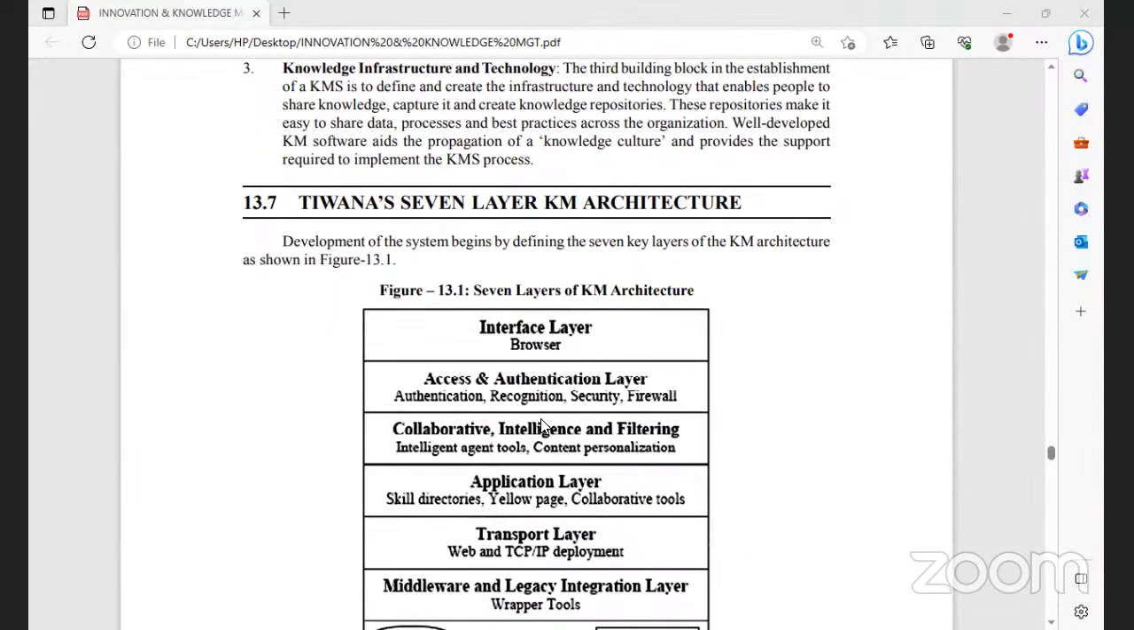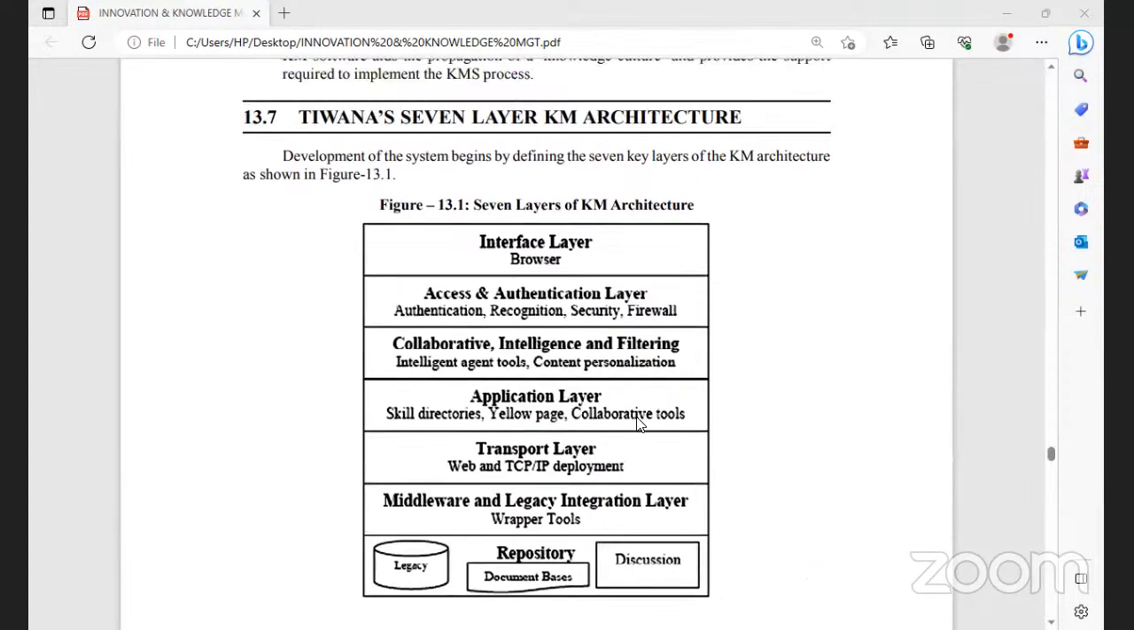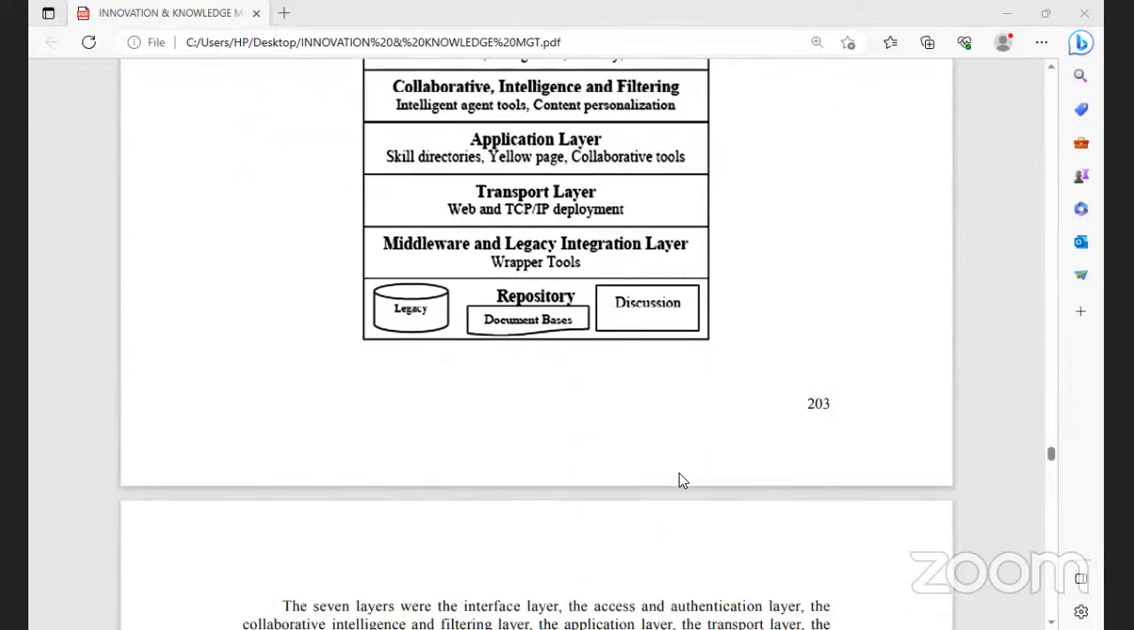An example is Divana's 7-layer knowledge management architecture, which consists of interface layer, access and authentication layer, collaborative intelligence and filtering, application layer, transport layer, and middleware and legacy integration layer.